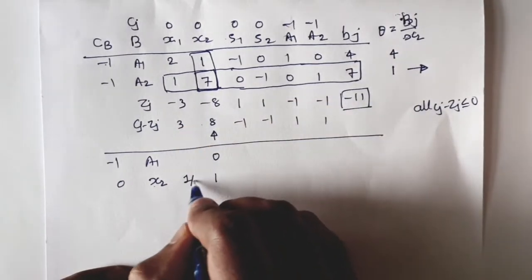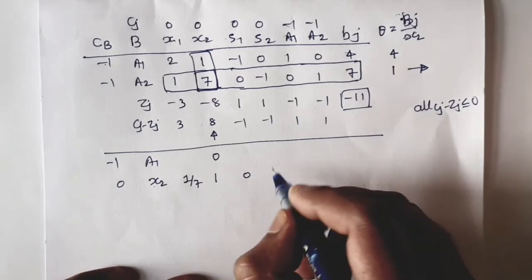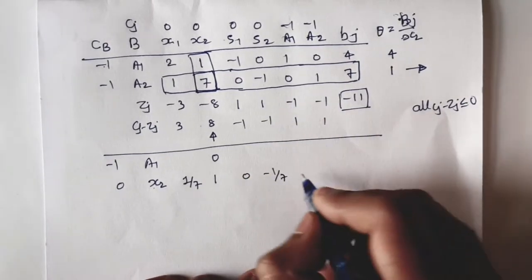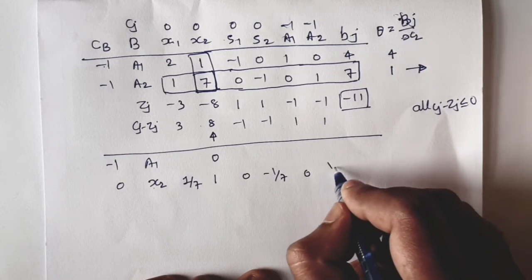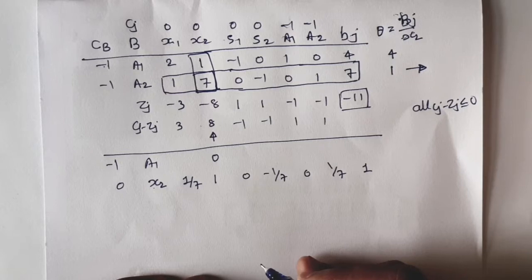So here it is 1 by 7, here is 7 by 7, 1, it is 0 by 7, it is 0, minus 1 by 7, so here it is minus 1 by 7, 0 by 7, 0, 1 by 7, and 7 by 7 is 1 here.